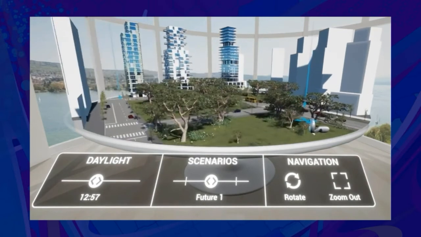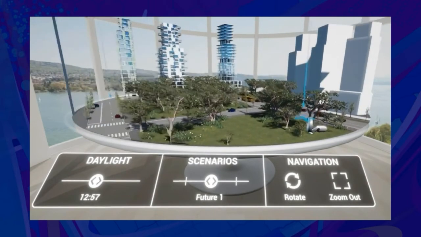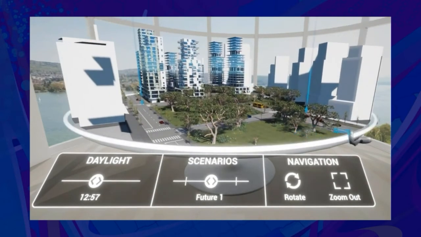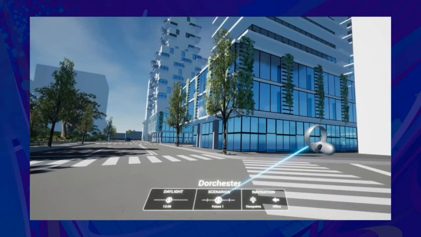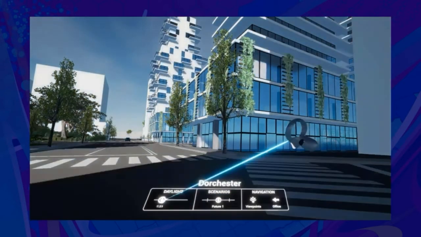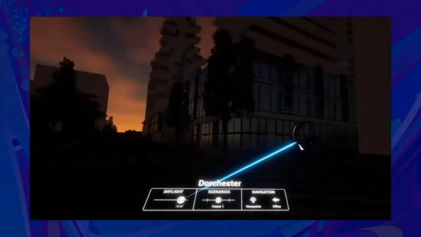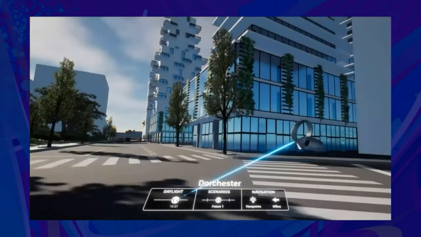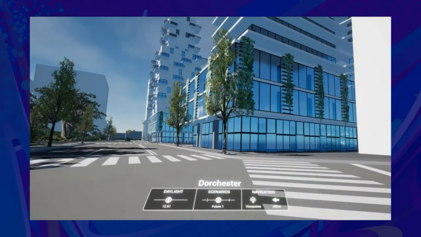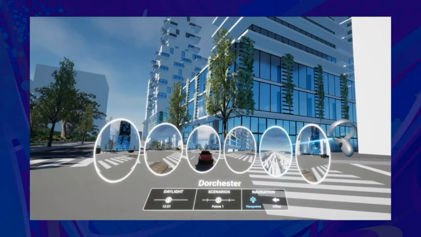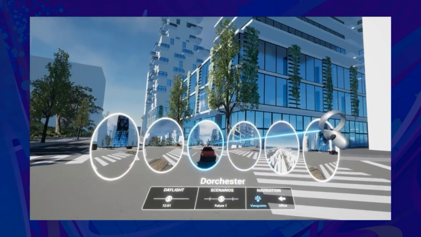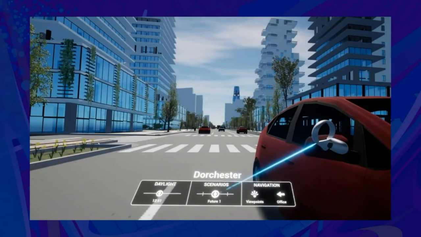Yeah, because this is VR, of course, you can also just jump into the city by pointing at one of these blue figures there, selecting it, and you're in the city. And you can look around, you can navigate around, you can teleport. You can, of course, change the daylight again. You have different viewpoints to navigate around.